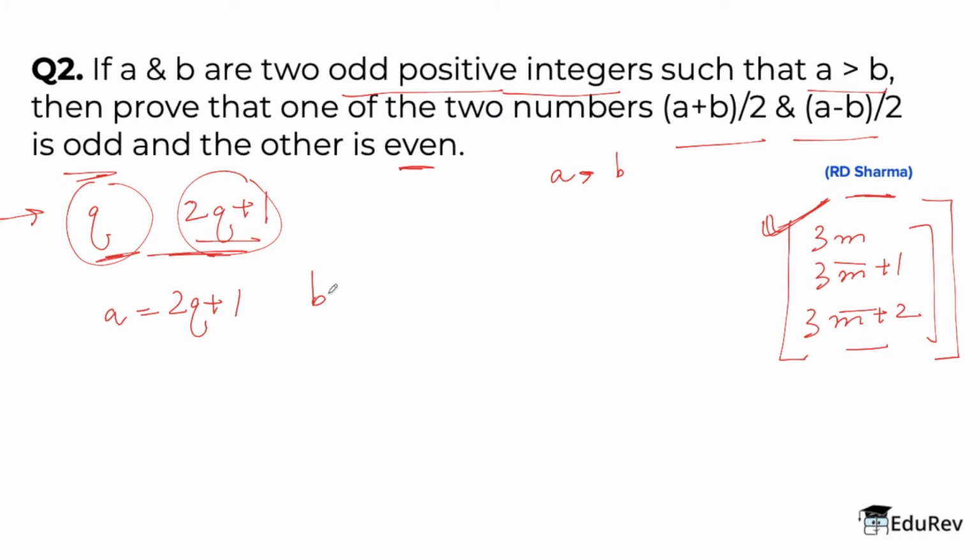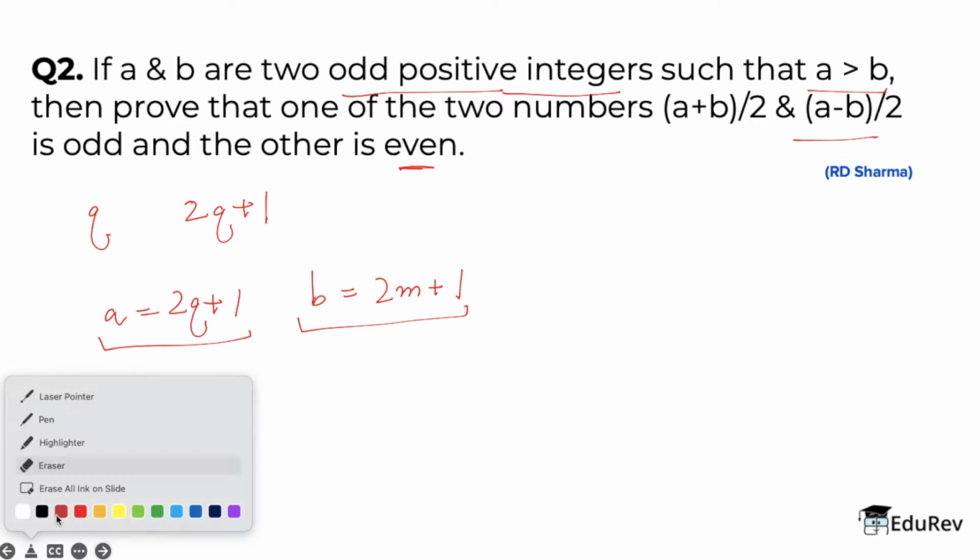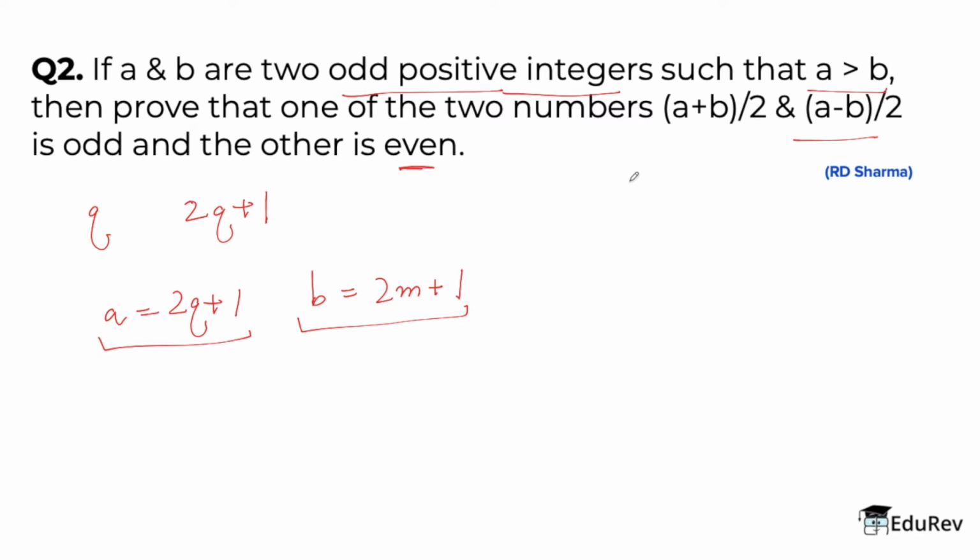And let me assume that B is 2m plus 1. So I've just changed this and I've assumed that B is going to be this and A is going to be this. I've assumed that A is of some sort and B is of some sort, where q and m are some whole numbers. So if this is the case, then what is going to happen? Just give me a second, I'll erase a little bit. Okay, now I know what A is and what B is.